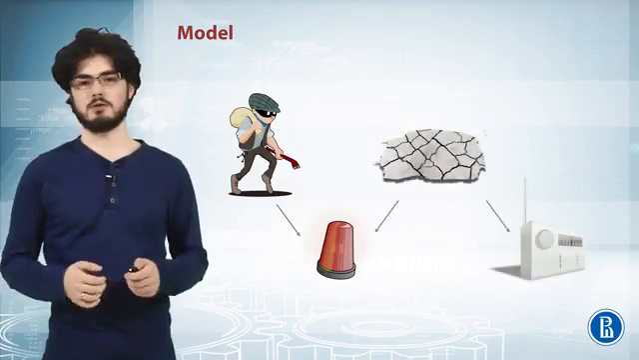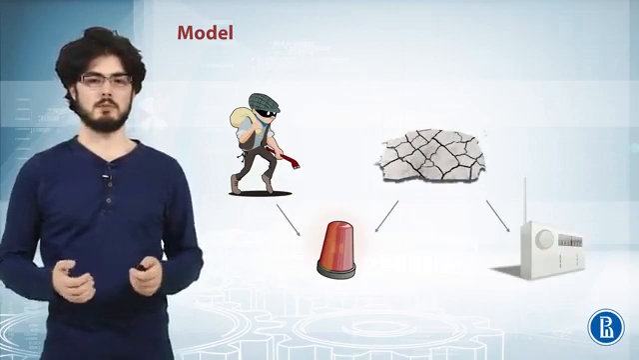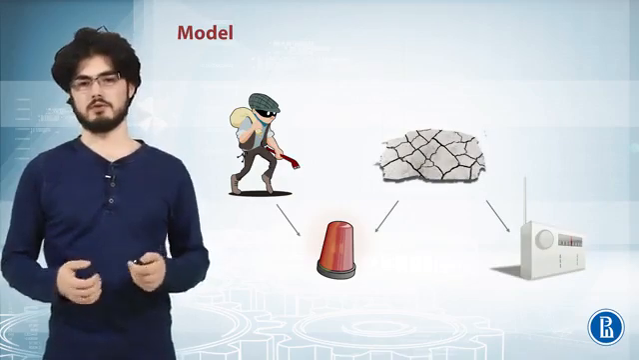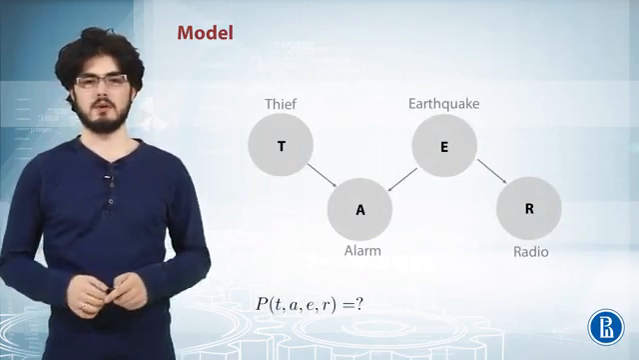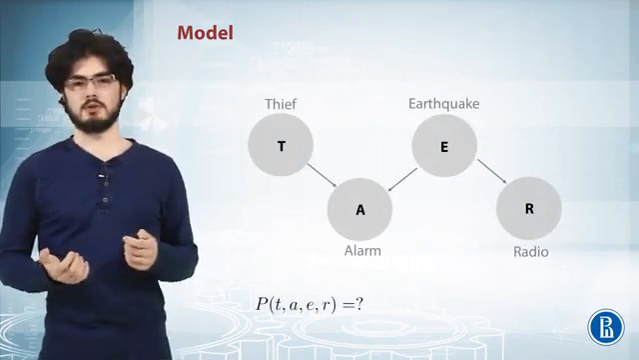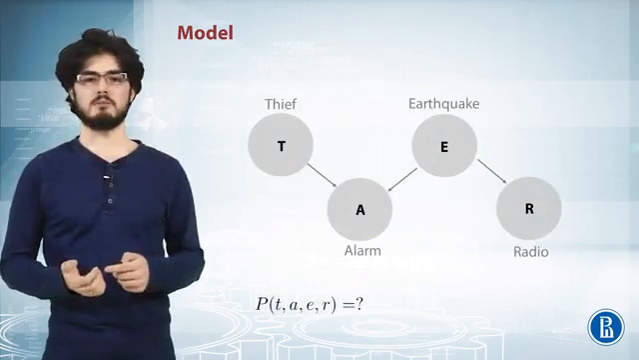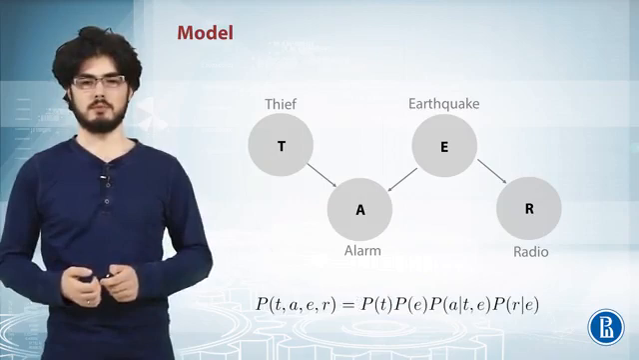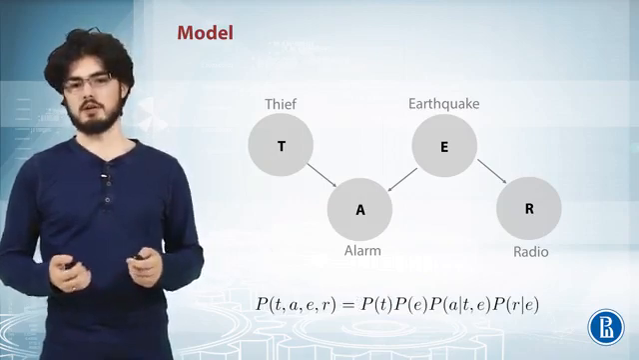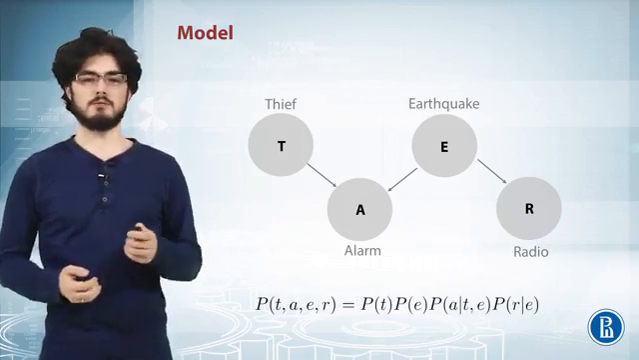Also, if there is a strong earthquake, the radio will report about it, and so you'll get another source of notification. Here's a graphical model for it. What is the joint probability of the four random variables: thief, alarm, earthquake, and the radio? It is given by the following formula. To fully define our model, we need to define these four probabilities.